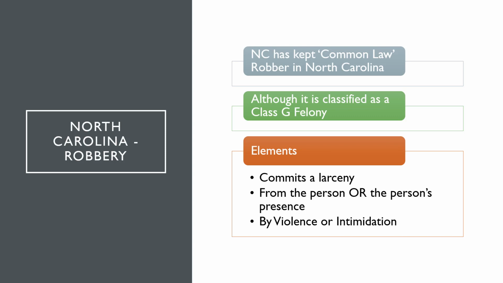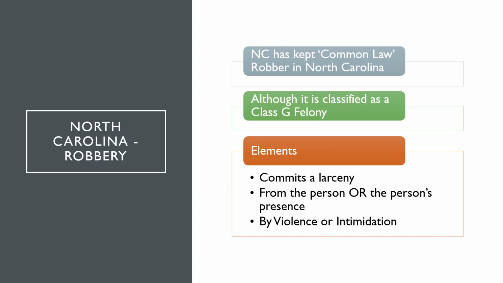Okay, so the elements of this in North Carolina: you have to commit the larceny. You have to commit the underlying theft of the property. It's got to be from the person, and that would mean, of course, your wedding ring that's on your hand, the earrings you have in your ear, the pendant around your neck, the wallet that's in your back pocket, the purse that's strung over your arm, or from the person's presence.